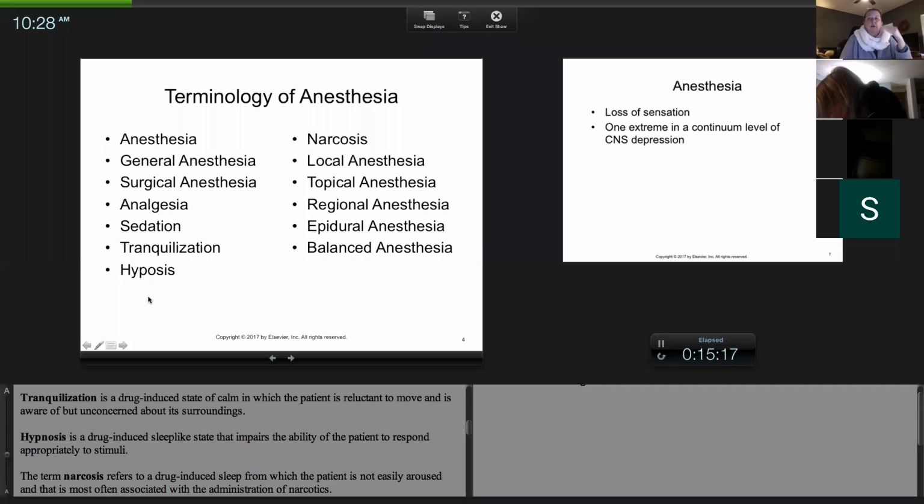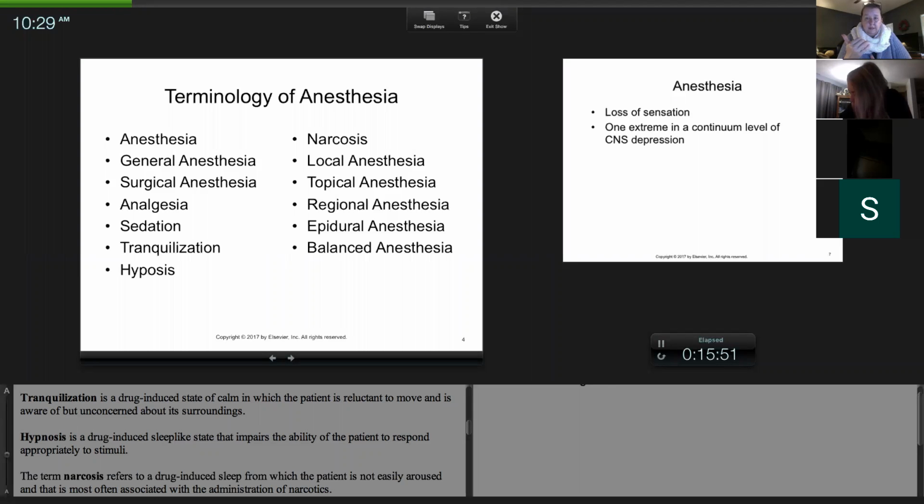Hypnosis is a drug-like sleep state. And this impairs them to be able to respond to stimuli. So this is even deeper. I will tell you, propofol is described as a hypnotic agent. When people talk about propofol, they're like, it's a hypnotic. When you give propofol, you will put them in a sleep-like state and they shouldn't respond. Now, eventually the propofol wears off, but when you give propofol, you are putting them in a state where they will not respond to stimulus.